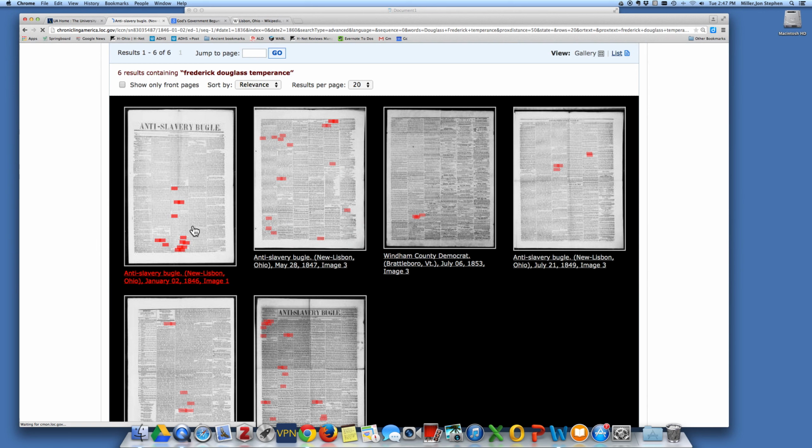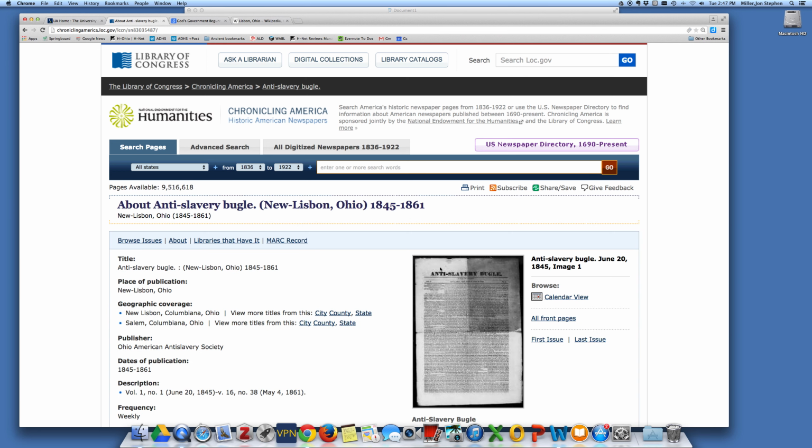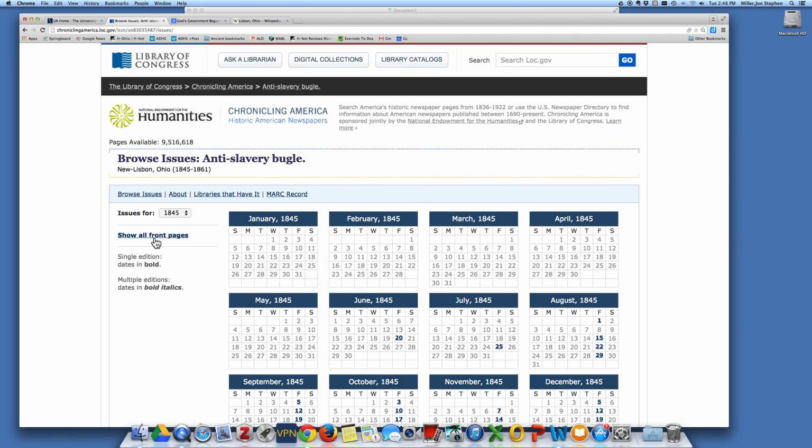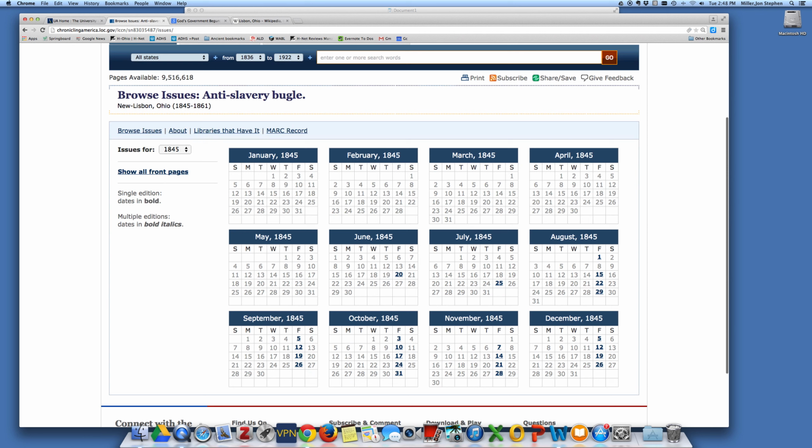You don't need to just search. You could search by title, find the publications. So here we can click on Anti-Slavery Bugle right here and browse the issues. It shows a calendar of all the ones that are in here. It looks like it came out once a week, very typical. Maybe you're missing some issues, very common.